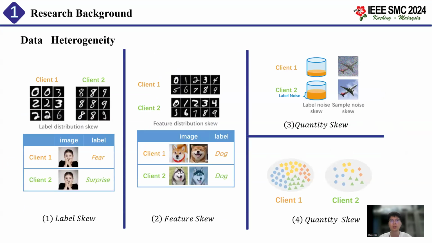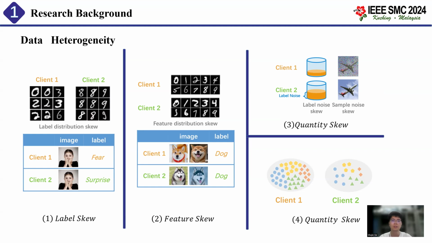However, in real-world federated learning scenarios, data heterogeneity among clients can significantly degrade training performance. This issue, known as data-skewed heterogeneity, poses a major challenge to federated learning. Data-skewed heterogeneity can be categorized into four distinct types: label skew, feature skew, quality skew, and quantity skew.